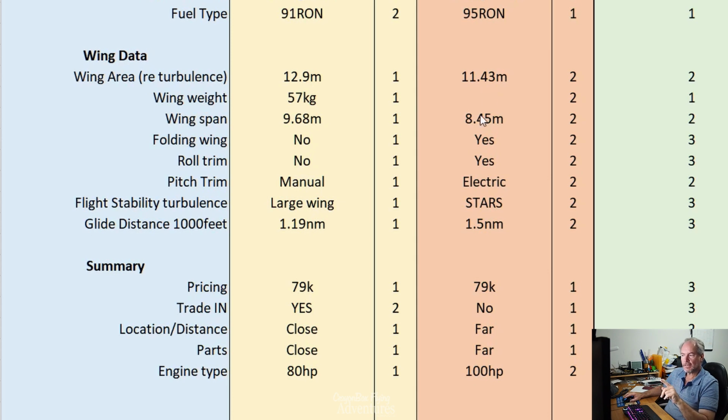Wing weight. I believe the P&M's 55 kilos, whereas the airborne is 57 kilos. I haven't written the number in there, but P&M wins that one. Wingspan 9.7 versus 8.5. So again, the P&M's lower and narrower will fit into a smaller hangar door than the airborne with the wing out. And storage is obviously going to be slightly less.